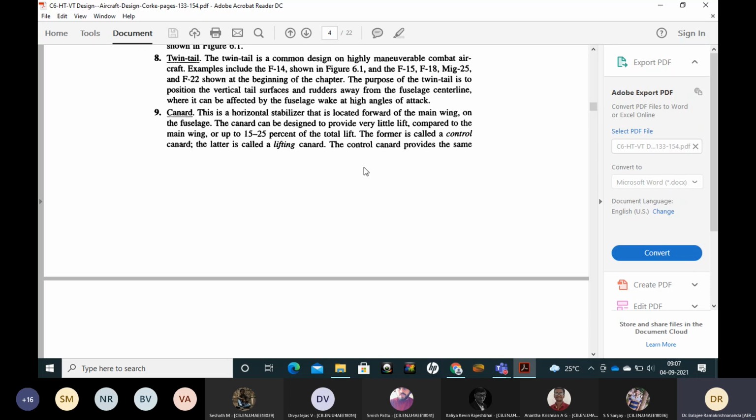You can also have a lifting canard, which means the tail surface area will be large. It can give you around 15-20% of the total lift. So this lift will complement your wing's lift. The lift on the wing can be less. As a result, wing area can be less and wing drag will be less. So you can reduce the total drag because the tail is not in the wake of the wing, and the wake of the tail will not affect the wing too much because the tail is a small surface area.